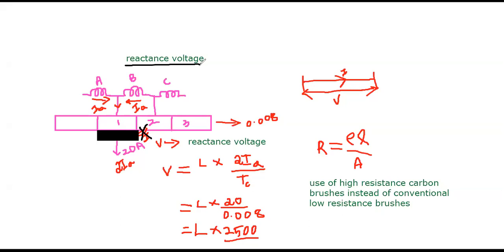So these are the basic theory of the DC machine. In the next section, we are going to discuss how an EMF is built up in a self-excited DC generator.